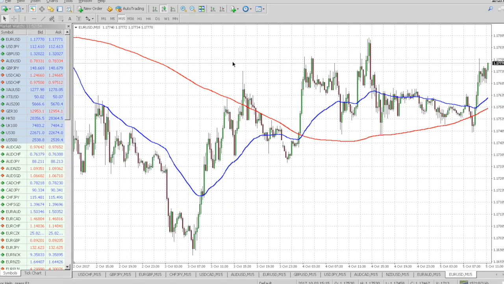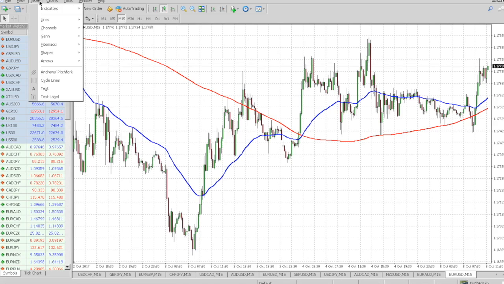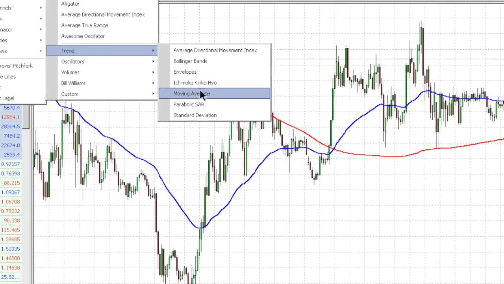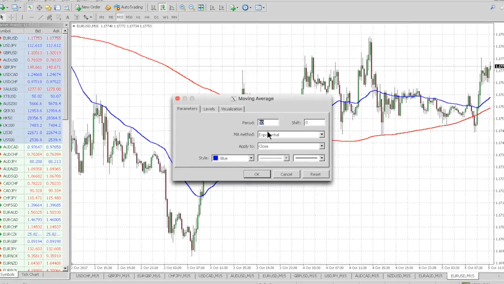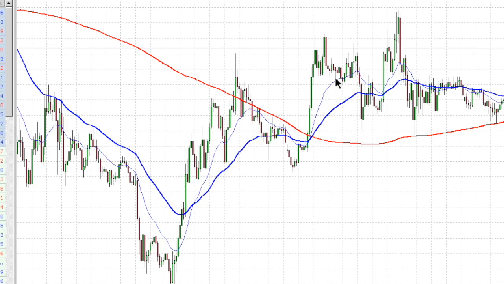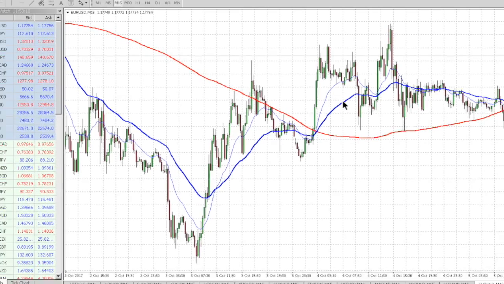Okay. And for the purpose of my strategy, we're also going to put in the 6 and the 18 moving average. So let's just do it right now. We're going to go to insert, indicator, trend, moving average again. And this time we put 18. For the 18 moving average, we're going to keep it blue, but make it a thin line, so we can differentiate the 50 from the 18. So the 18 is the thin line, the 50 is the thick blue line.